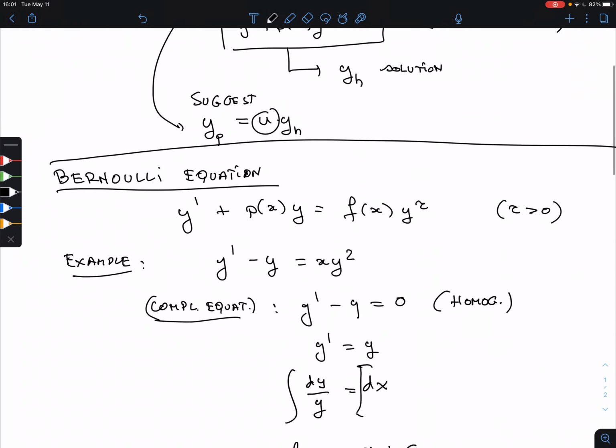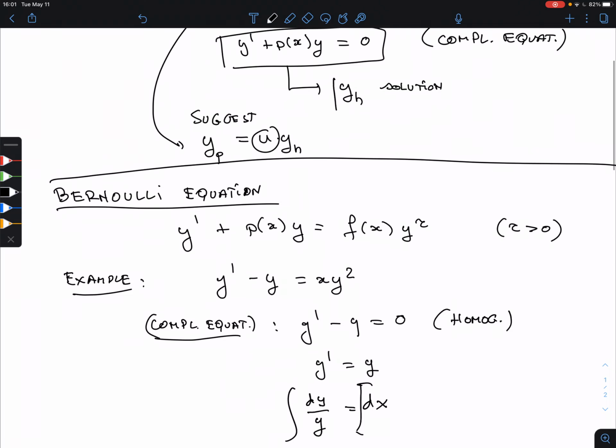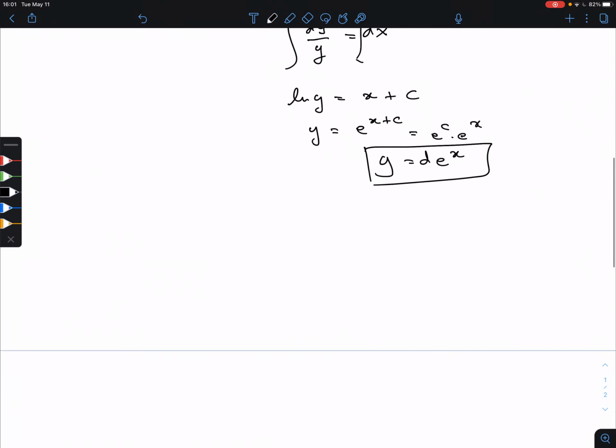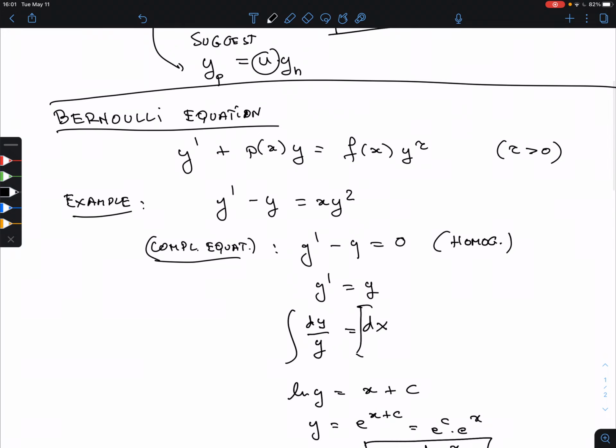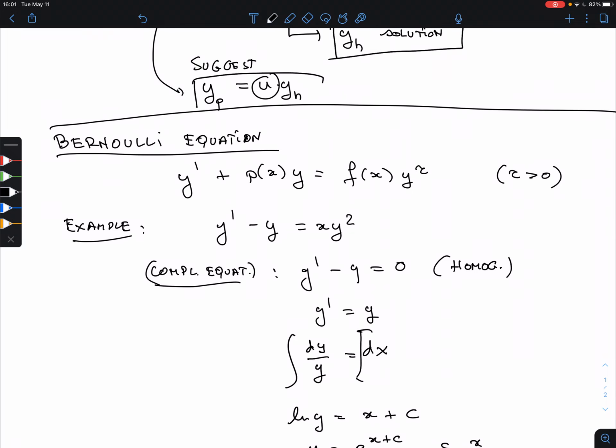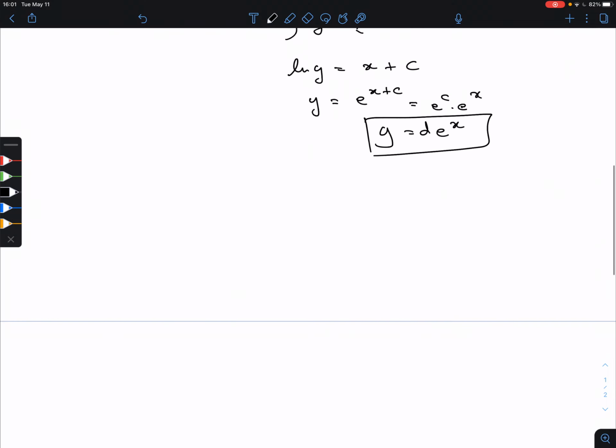Now what we said is we're going to use one homogeneous solution and try this particular form here. So we're going to look for a y that is yp. I'm going to write yp here. yp is of the form u times yh, where yh is what? This is my yh.